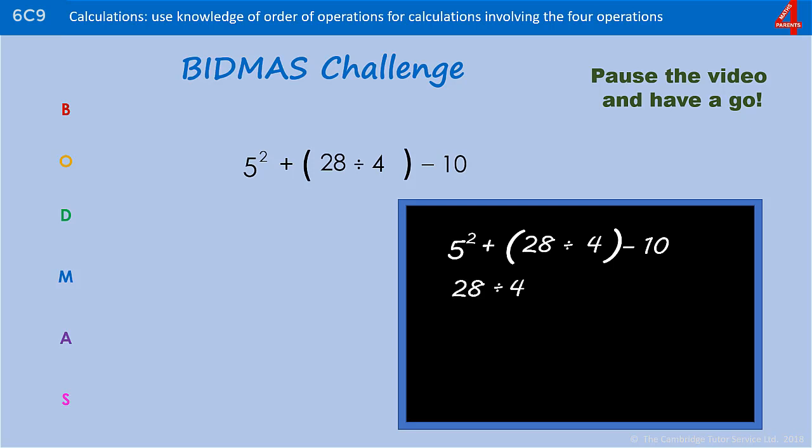Brackets first, 28 divided by 4, that's 7, and we can cross that bit out. Next we deal with the 5 squared. 5 squared is 25, and we're going to add that to the 7 that was in the brackets, and we have 32. And now finally 32, take away 10, that leaves you with 22.